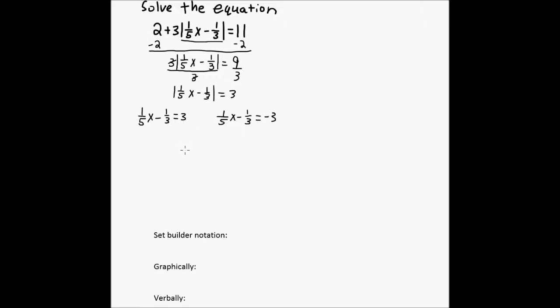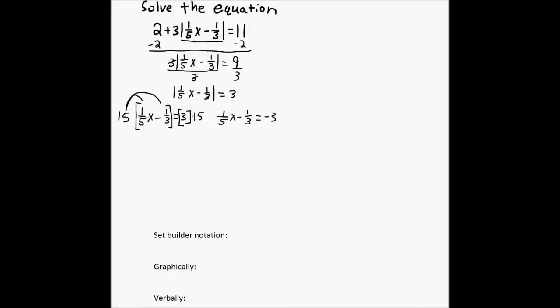Okay, so now let's eliminate these fractions. I need a number that 5 will divide into and 3 will divide into. And I want that number to be the smallest possible number that they'll both divide into. And that number is 15. So 15 divided by 5 is 3, and 15 divided by 3 is 5. So I'm going to multiply both sides by 15. So each term is going to get multiplied by 15.